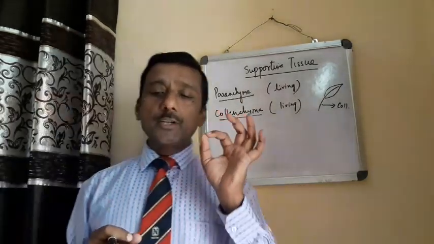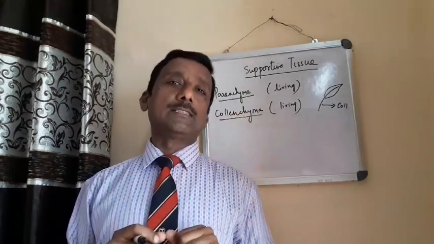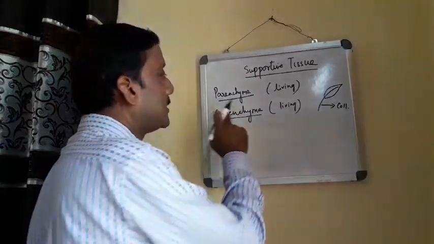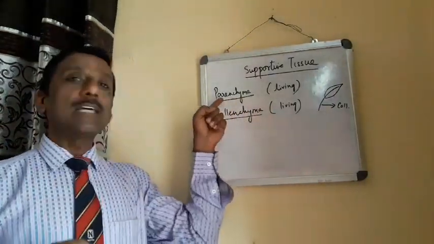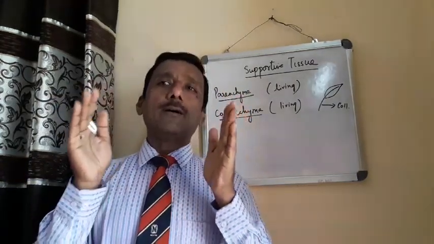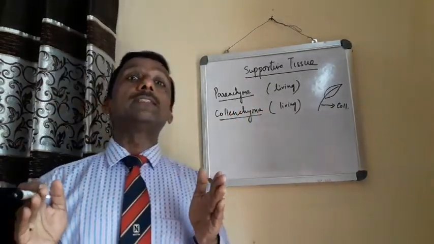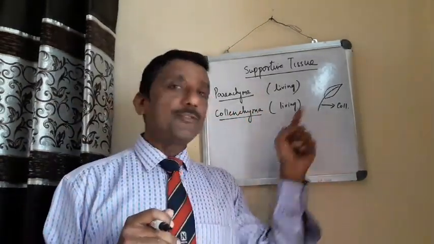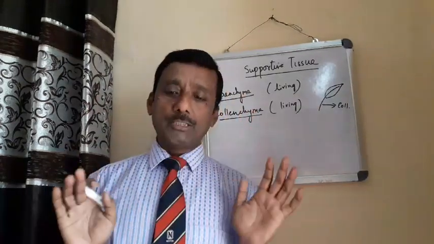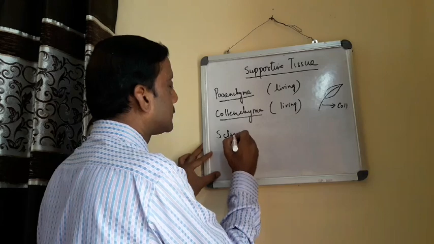Now, what is the function of collenchyma? It gives mechanical support to the plant parts. This is very important. For parenchyma, I just told you that it gives slight support. But collenchyma gives mechanical support to the parts, whether it's a leaf stalk, the stem or the roots.